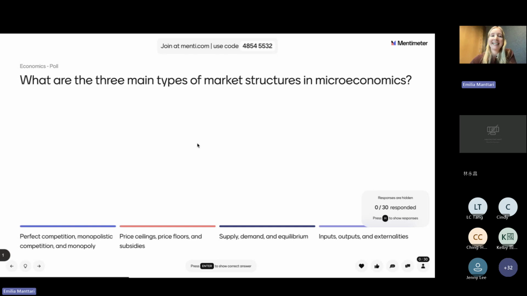This example here is a knowledge check around economics. The question is, what are 3 main types of market structures in microeconomics? If you were a professor teaching microeconomics, and this was something that you had covered in the lectures, and you want to test if your students remember this, it's an easy way for you to test that knowledge. Here we have a multiple choice question.